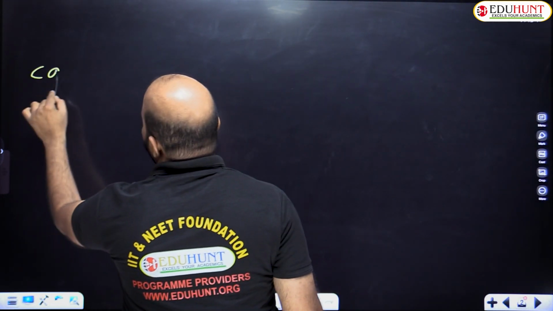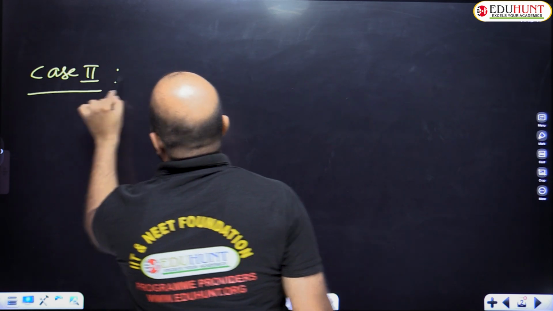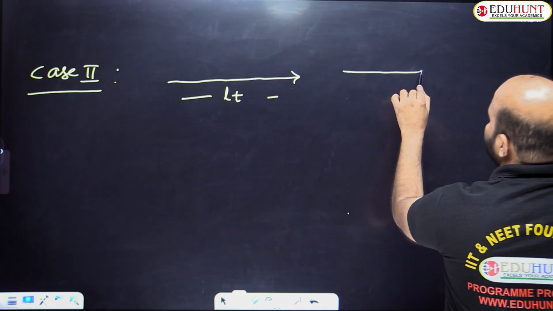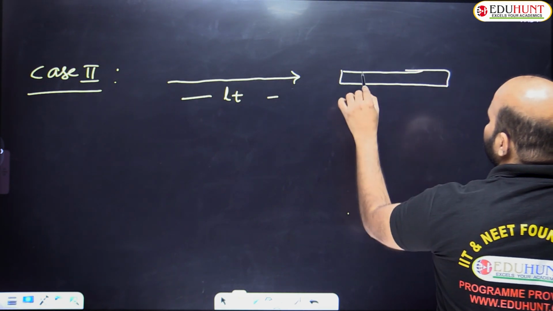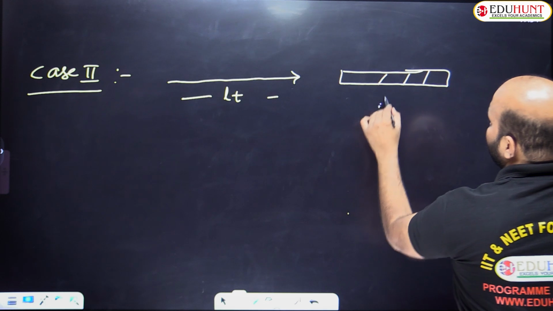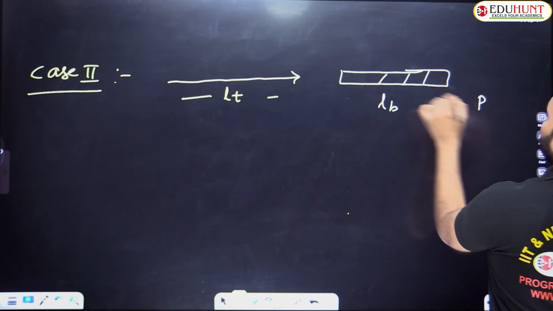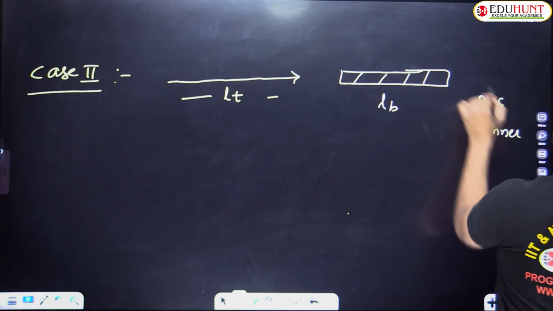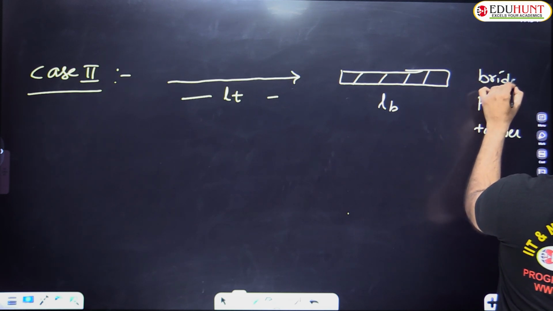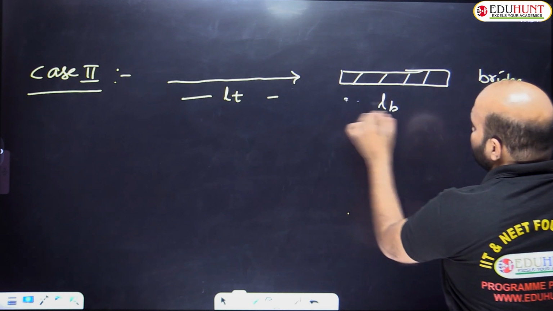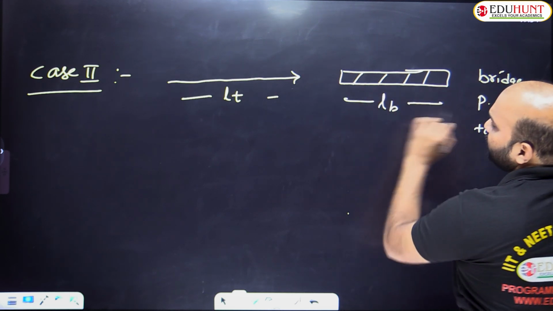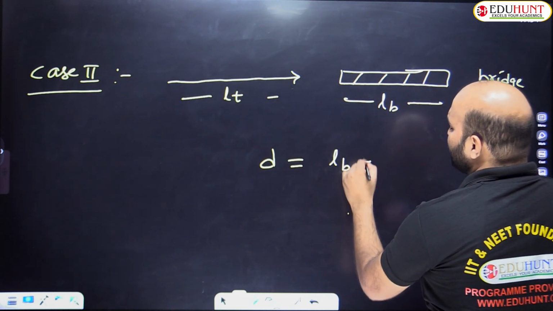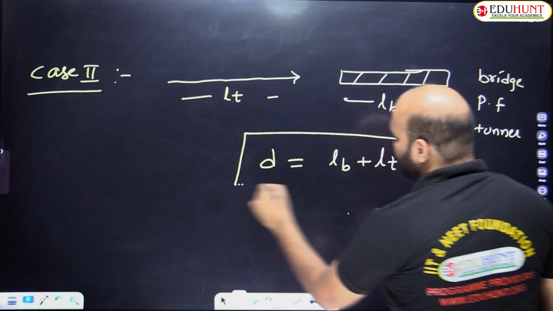So case 2. LT is the length of the train. A train crosses a bridge or platform or tunnel. Sometimes it will be considered as a platform or a tunnel or bridge. It covers a distance equal to, first, the length of the bridge, so LB. A train crosses a bridge, it covers a distance equal to the length of the bridge plus the length of the train. This is the distance. This is a very important note.